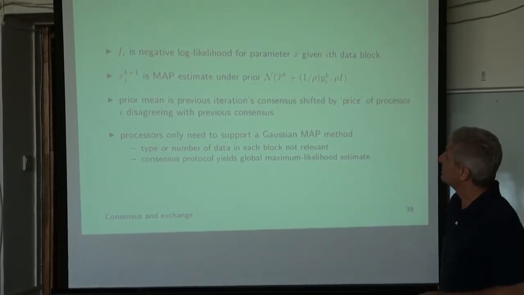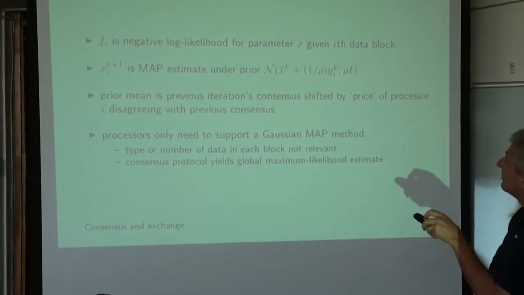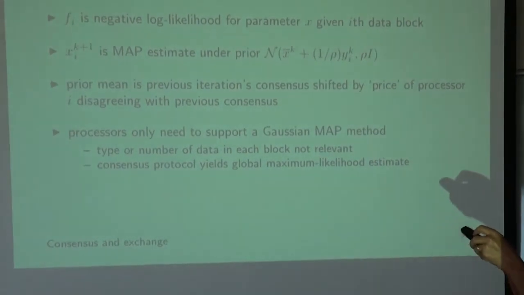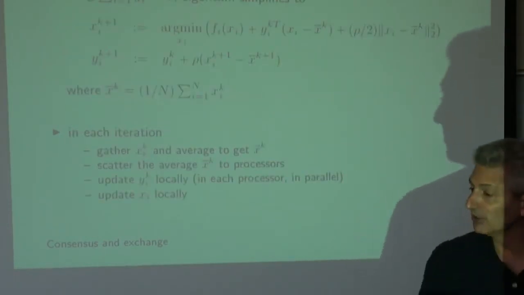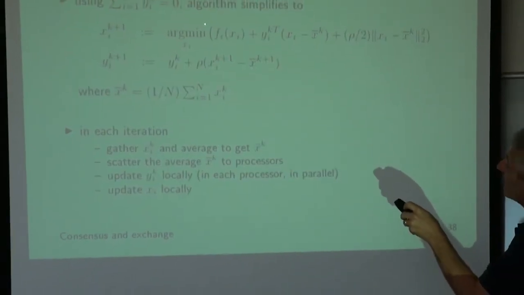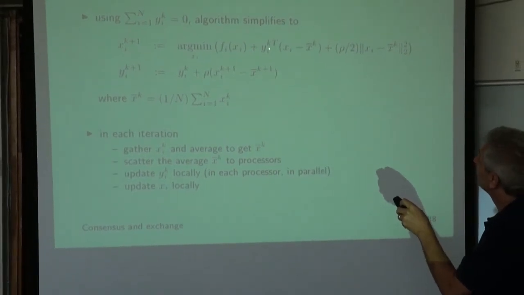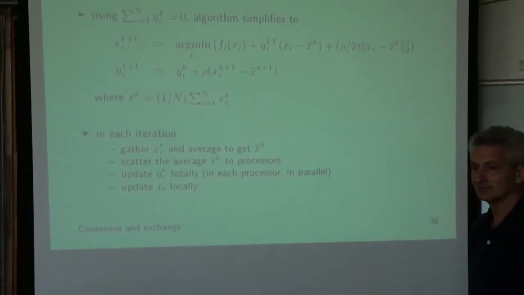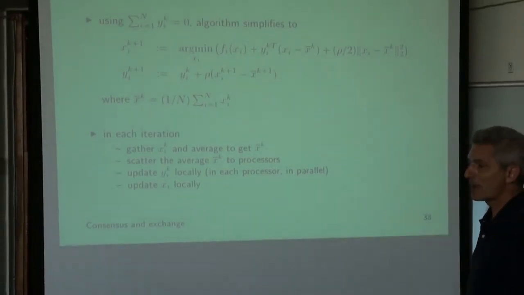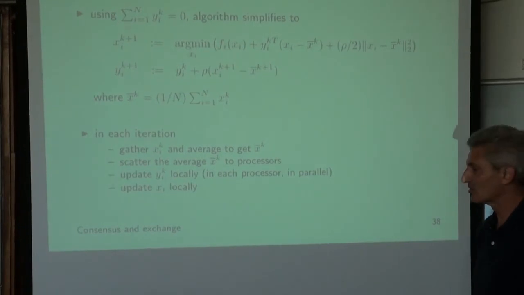So there's a beautiful statistical interpretation. If fi is the negative log likelihood function for a parameter x given the ith data block, then what's absolutely beautiful is that the only thing you ever do is minimize this negative log likelihood function plus a quadratic. But a quadratic is the negative log likelihood of a Gaussian, and this is MAP estimation, maximum a posteriori probability estimation.